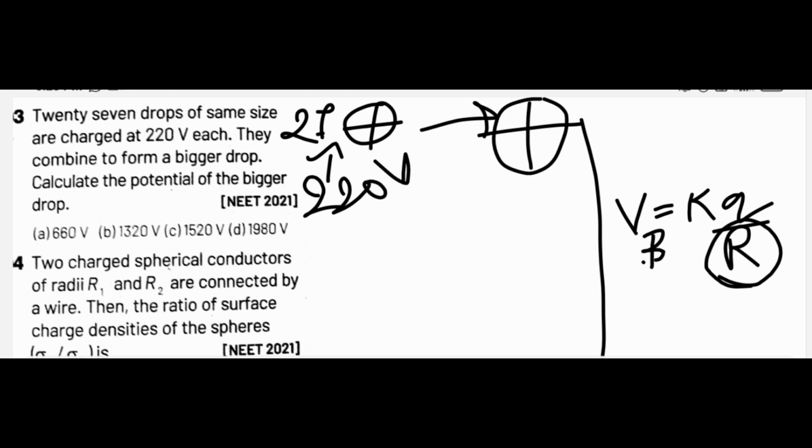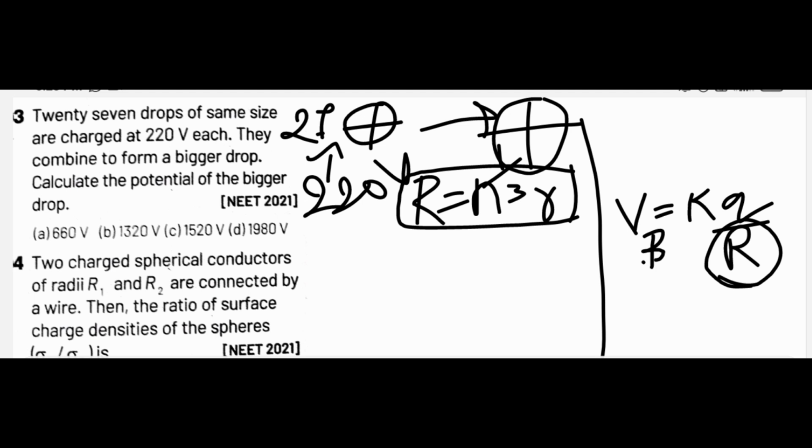From that concept there is a direct formula: the radius of the bigger drop is equal to n to the power 1/3 times the smaller drop radius, where n is the number of small drops combining to form a big drop. So R is equal to 27 to the power 1/3 times r. 27 to the power 1/3 means the cube root of 27: 3 threes are 9, 9 threes are 27. So capital R will be 3 times the small r. Then they told us to find the potential of the bigger drop.